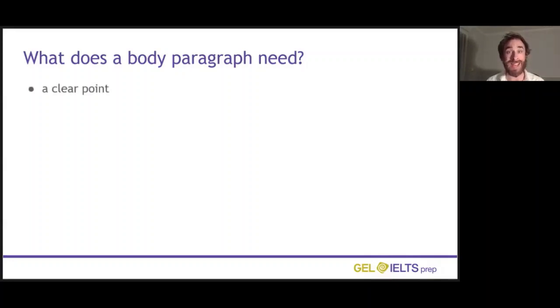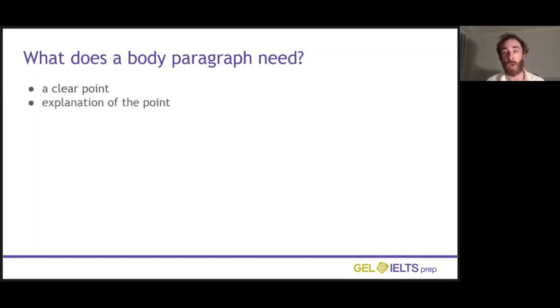First of all, you need a clear central point. This is part of your task achievement score. If you have 5 or 6 different ideas all squeezed together in one paragraph, it becomes confusing. So you need to have a clear point in each paragraph.